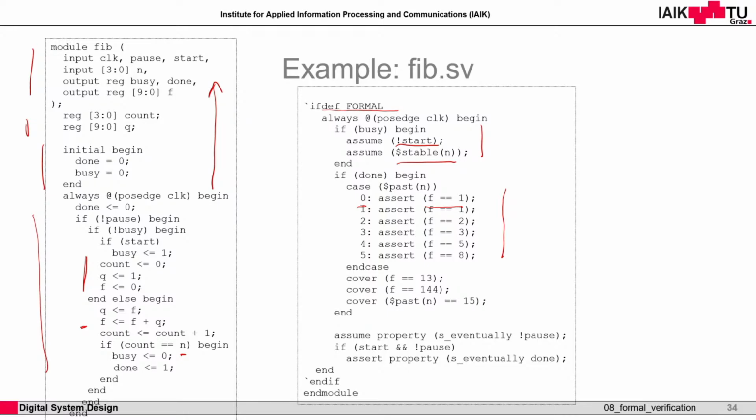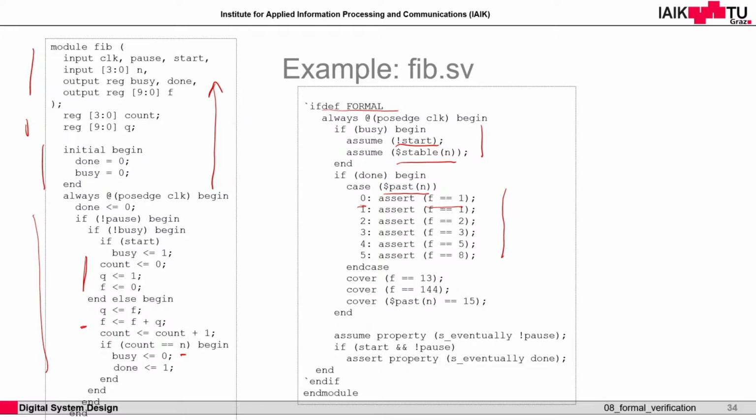You observe that here we take the past value of n. The reason for that is that when done is high, the system could already trigger a new computation, so it could start with a new value, and n would then be different. So you need to take the value of n one cycle before. That's why there is a past. So this is the part where we are asserting the behavior of the Fibonacci number generator.